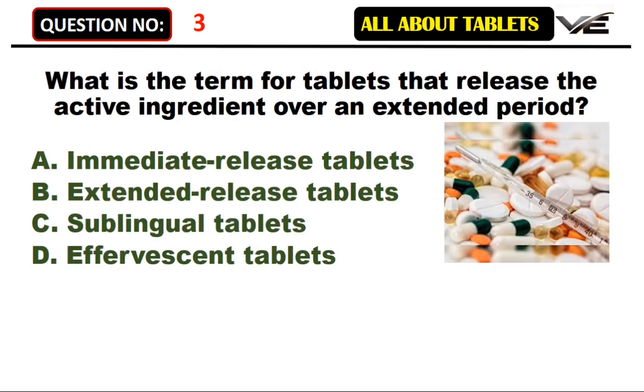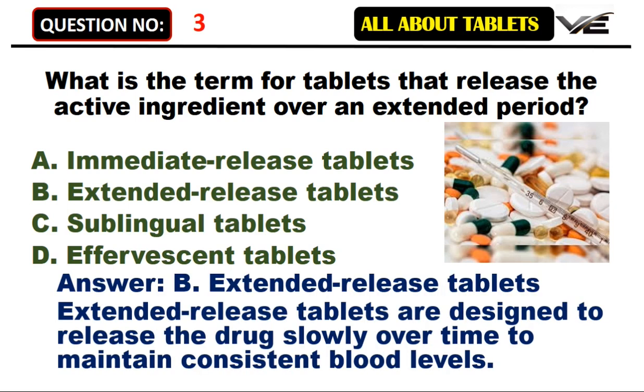absorption. What is the term for tablets that release the active ingredient over an extended period? A. Immediate release tablets. B. Extended release tablets. C. Sublingual tablets. D. Effervescent tablets. Answer. B. Extended release tablets. Extended release tablets are designed to release the drug slowly over time to maintain consistent blood levels.